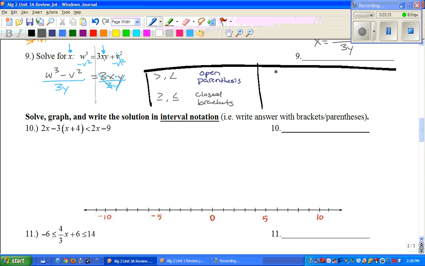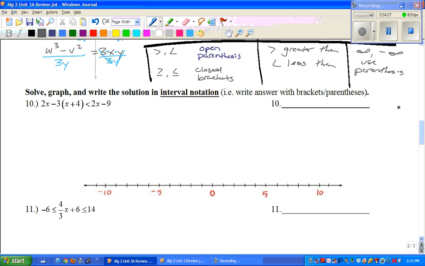Other things just to remember. Greater than, less than. Okay. And one last thing, those two guys, we use parentheses, okay? A lot of vocab to remember when we're doing this. All right, let's go through.